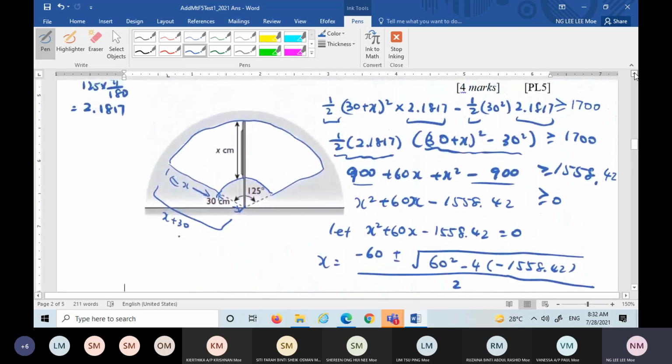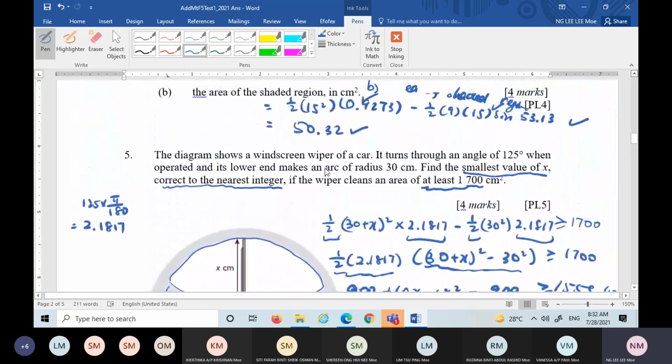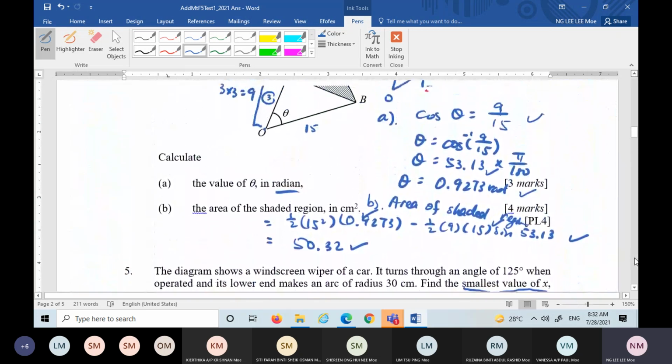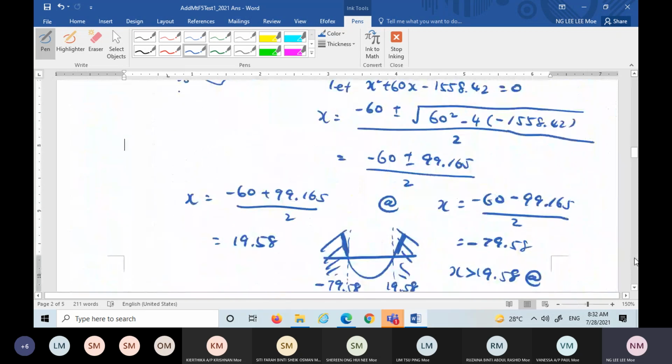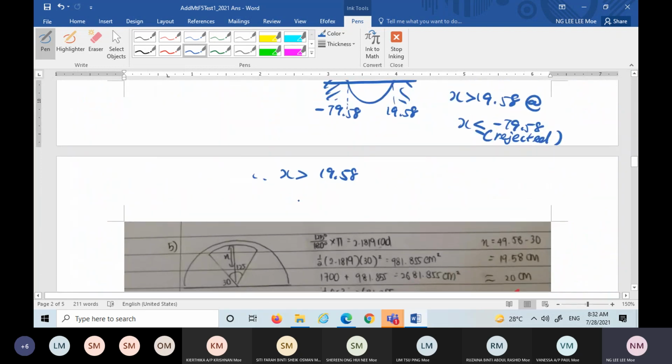This is why this question is band 5, you see, it involves a lot of things. Find the smallest value of x, correct to the nearest integer. So x is greater than or equal to 19.58. If I list out all the integers that are greater than 19.58, x you can take 20, 21, 22 and onwards. But they want the smallest integer, so it's 20. Therefore the answer is x is 20.